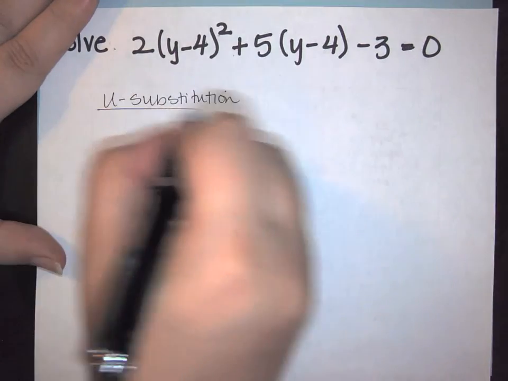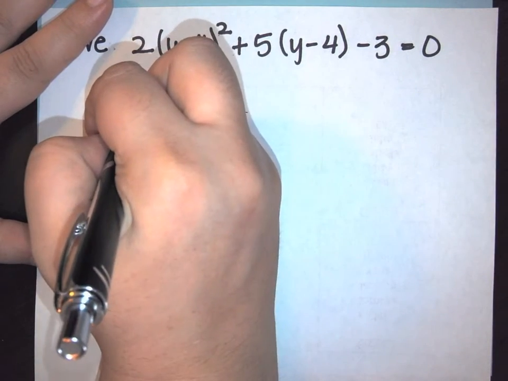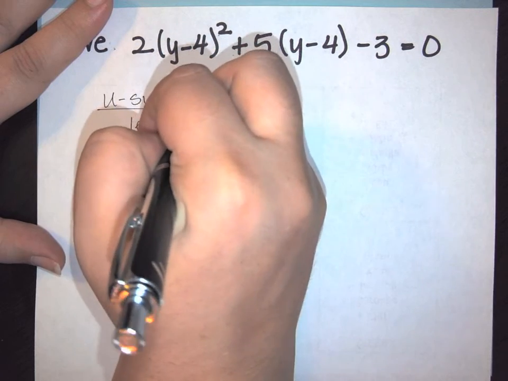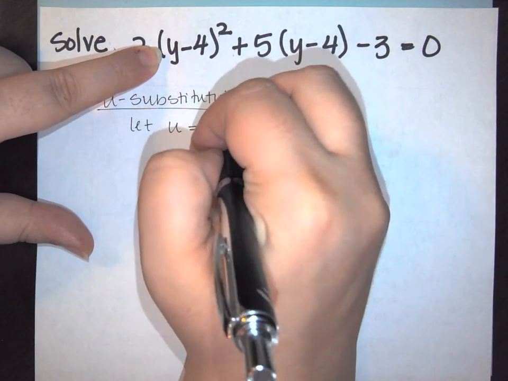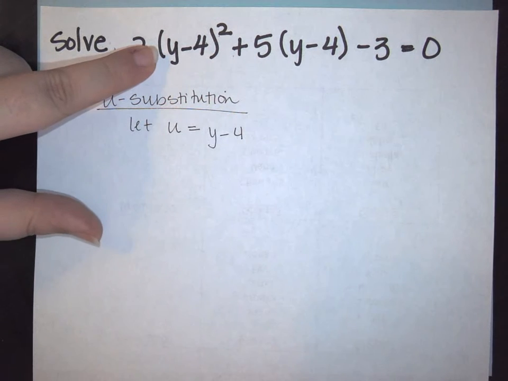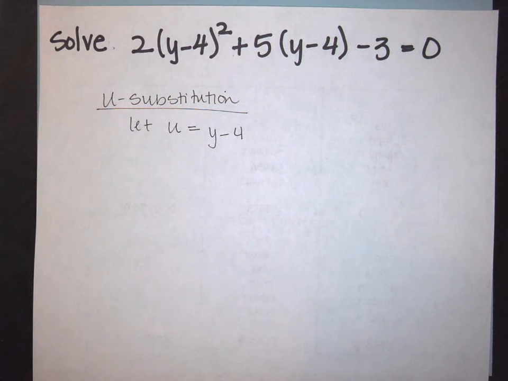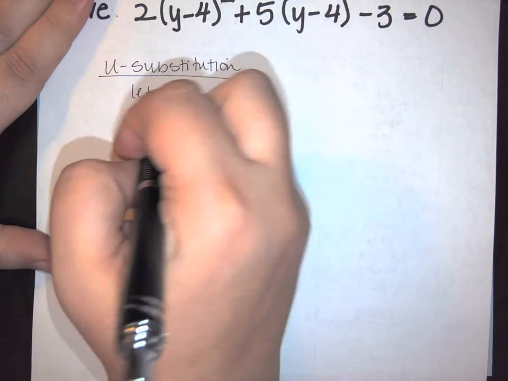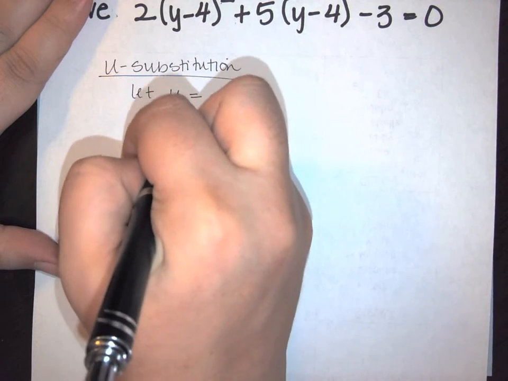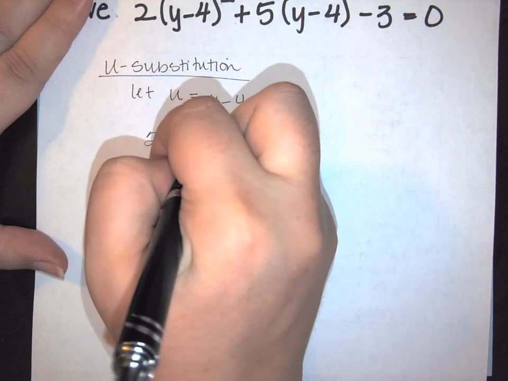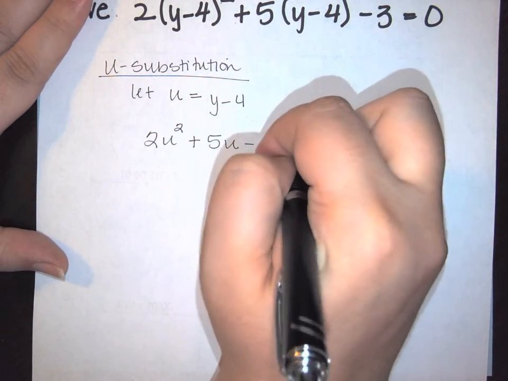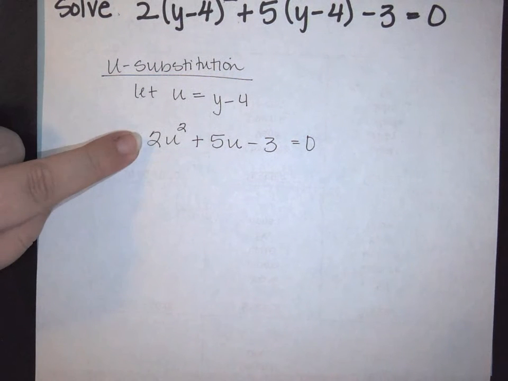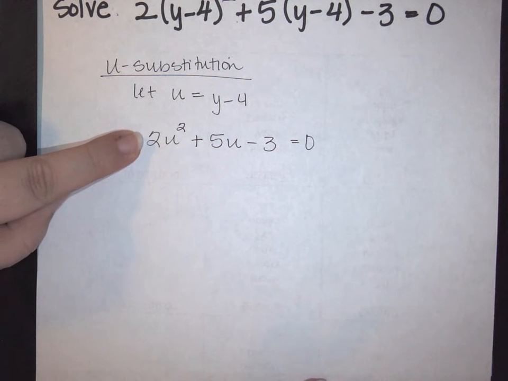So u-substitution says you are going to let u equal the stuff in your binomial. So we would say y minus 4. We are then going to rewrite our equation using the u value. So our equation is going to become 2u squared plus 5u minus 3 equals 0. We need to now solve this equation.